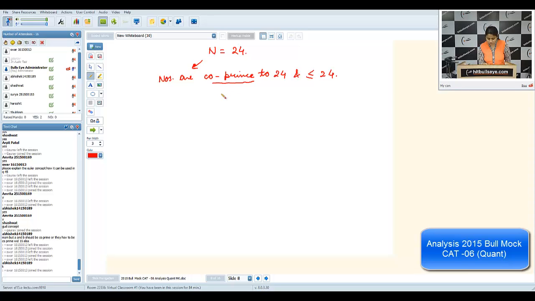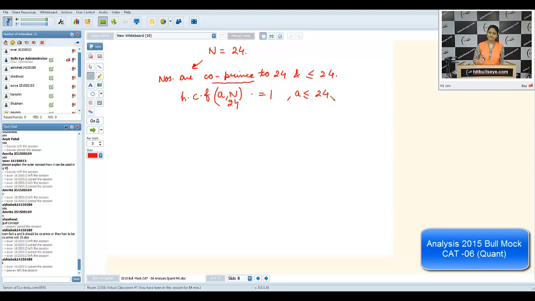What do you mean by co-prime? We are looking for all those numbers whose HCF with n is 1. I mean with 24 the HCF is 1, and all these a's should be less than or equal to 24. Now, what is 24? That is 2 cube into 3, 8 into 3. I'm writing the prime factorization here.